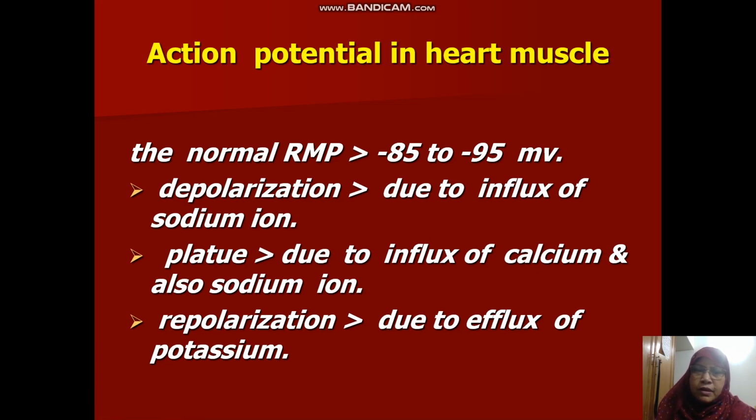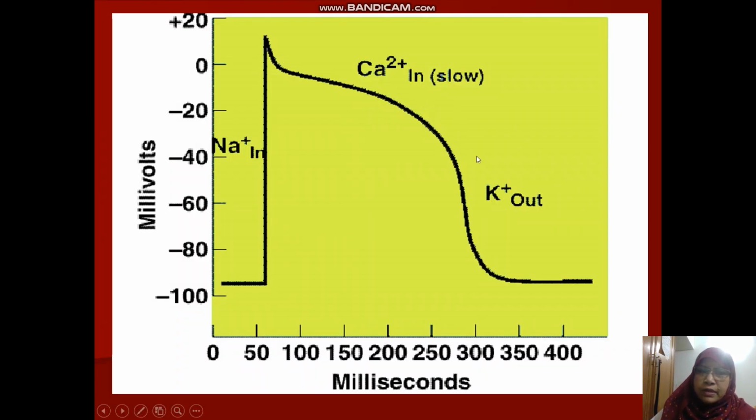Action potential in heart muscle, that means the ventricular muscles. The resting membrane potential is minus 85 to 95 millivolt, average minus 90 millivolt, and the depolarization is due to the depolarization wave. This is plateau and this is repolarization. Depolarization is due to influx of sodium ion. Plateau is due to slow opening of calcium and sodium channels, and influx of this calcium and sodium ion, and repolarization is again due to potassium efflux.